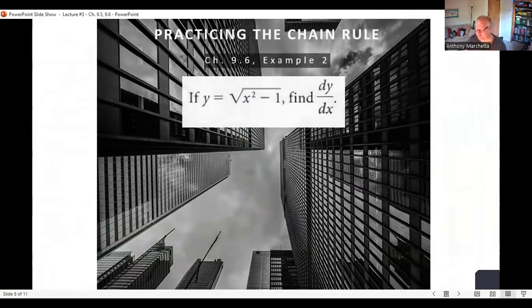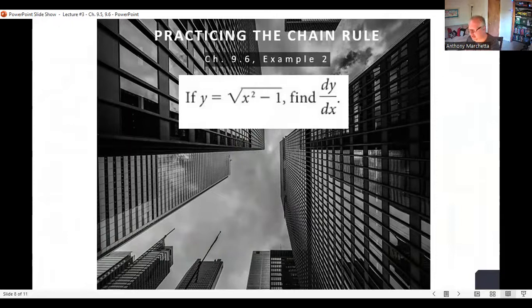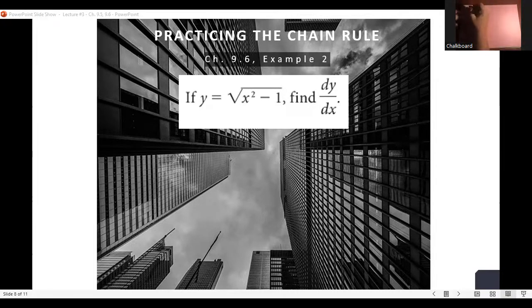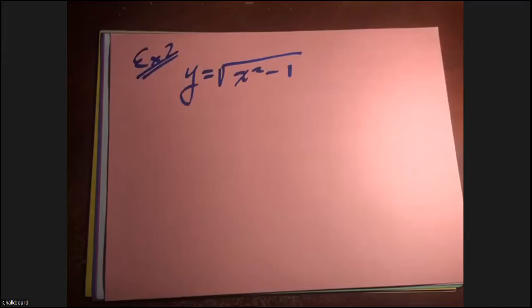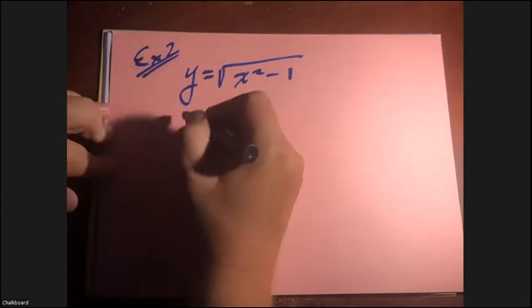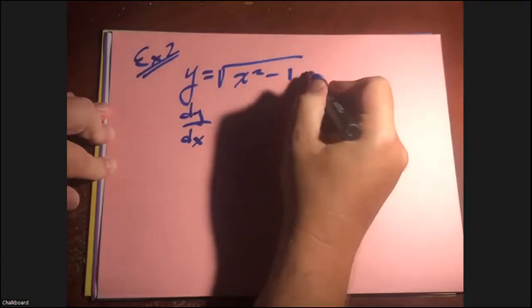So let's take a look at example 2. Example 2 is using the chain rule. Find dy dx. Again, a fancy way to say, please find the derivative. So y equals the square root of x squared minus 1. Find dy dx, meaning find the derivative of this function y with respect to x. So dy dx we could find, but first I'd like to call it this.